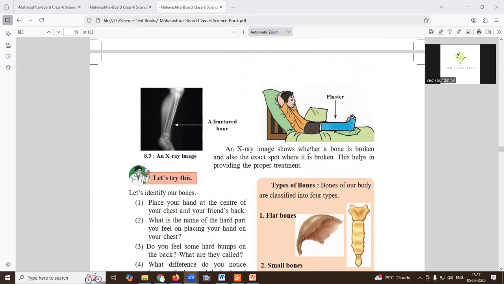An X-ray image shows whether a bone is broken and also the exact spot where it is broken. This helps in providing the proper treatment. You can see in this picture, this is an X-ray image, and in this image we can see the fractured bone. Here, look, there is the fracture.